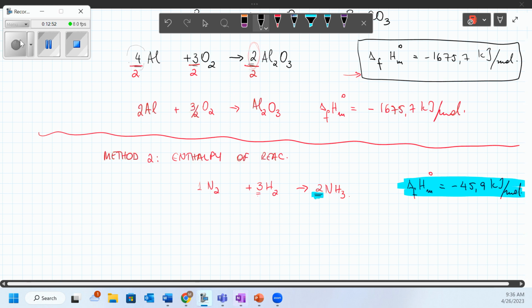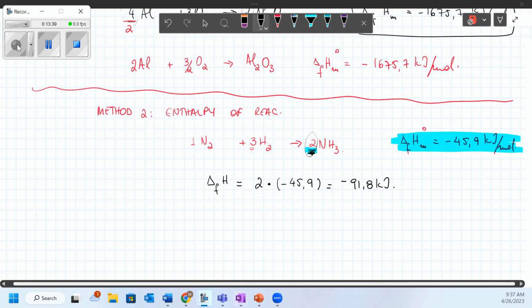If 1 mole of ammonia is formed, it releases to the environment 45.9 kilojoules, then when 2 moles are formed, the enthalpy of formation, but now it is not the molar enthalpy, so don't write the M, is 2 moles in the balanced reaction times negative 45.9 kilojoules per mole, and this will be negative 91.8 kilojoules.